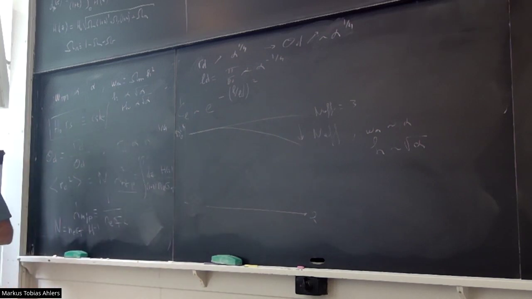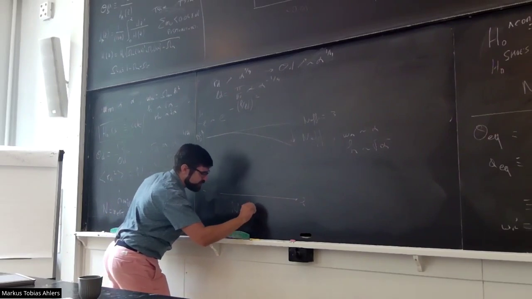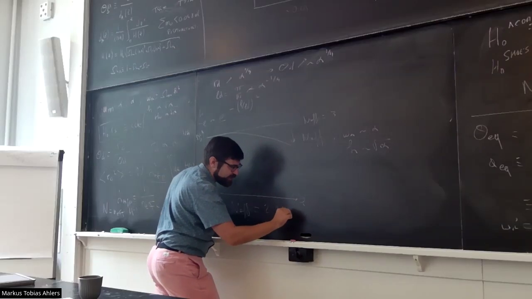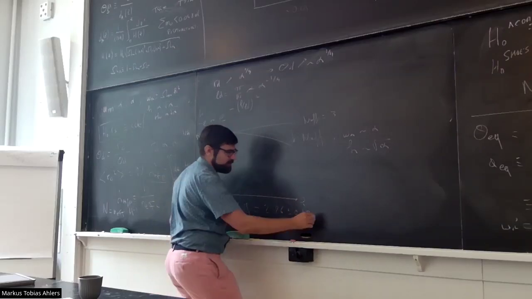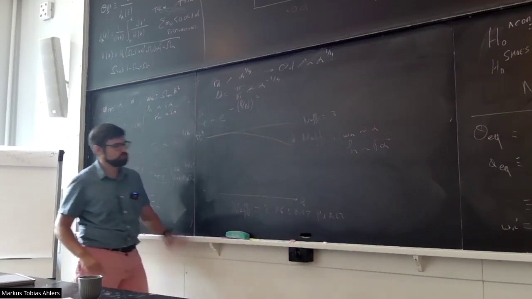Okay? And from this, I can just conclude by saying what I had said at the beginning. The current constraints are n effective 2.86, I think, plus or minus 0.13 from Planck plus ACT, basically.